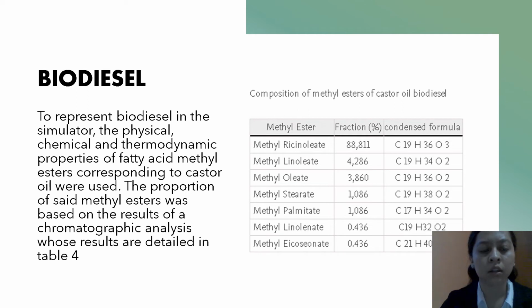The physical, chemical, and thermodynamic properties of the fatty acid methyl esters corresponding to castor oil were used. The selection of said methyl esters was based on the results of a chromatographic analysis. The results are displayed for methyl ricinoleate, methyl oleate, methyl linoleate, methyl palmitate, and methyl stearate with their respective percentages.